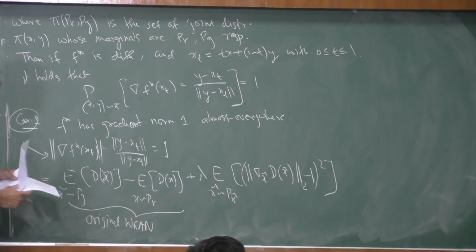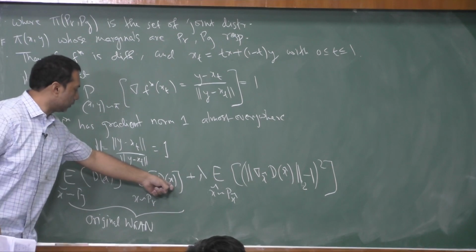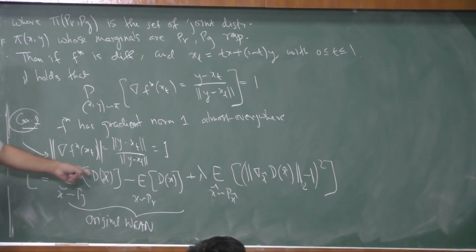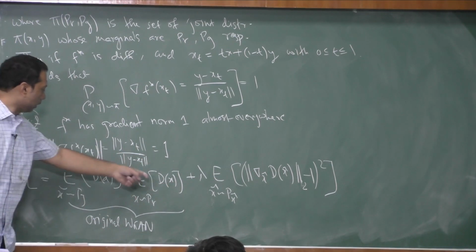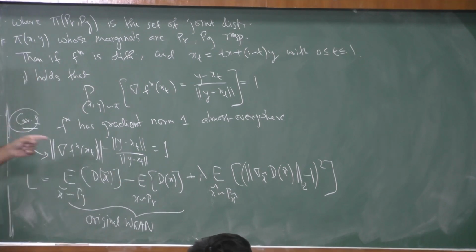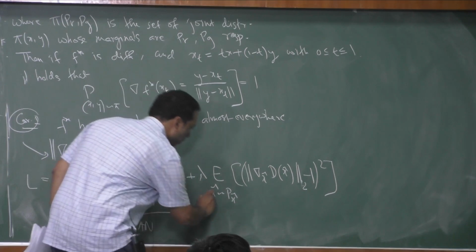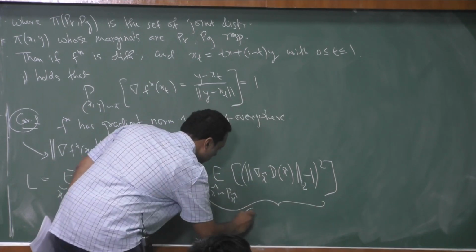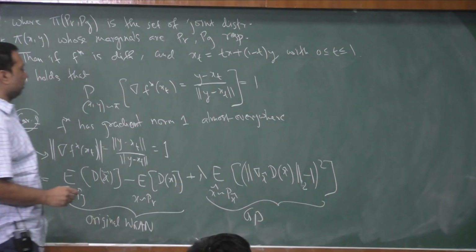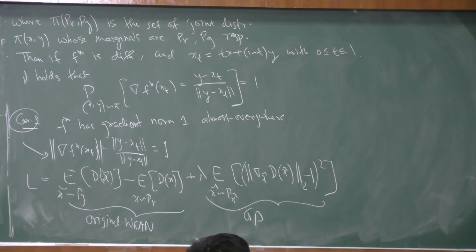Okay, where you can change x to g theta z. So this is indeed the original GAN, just that the notation changed a little bit. And what they have added is this. This is called gradient penalty. And why did they do that?